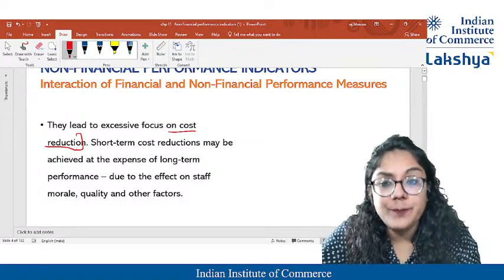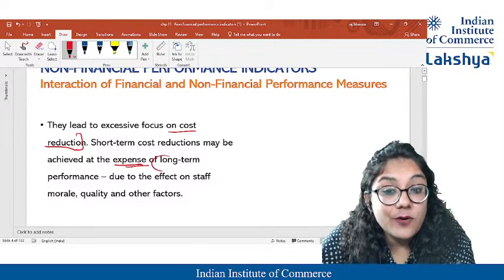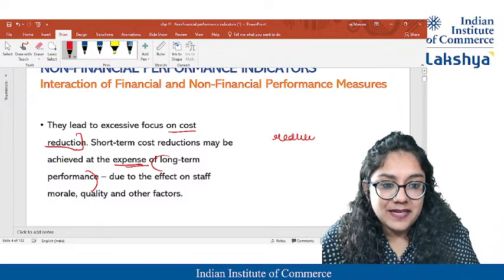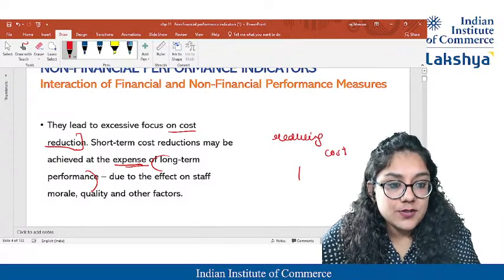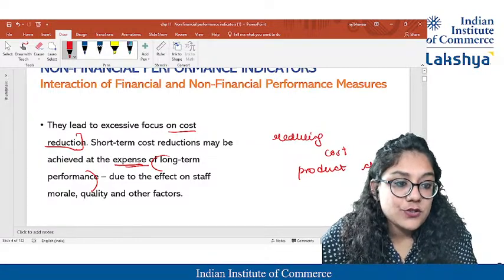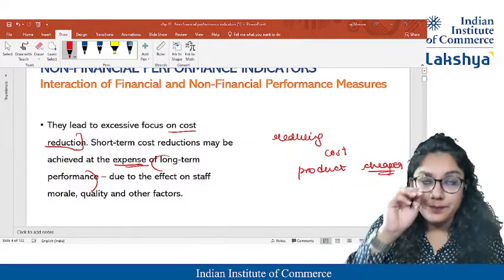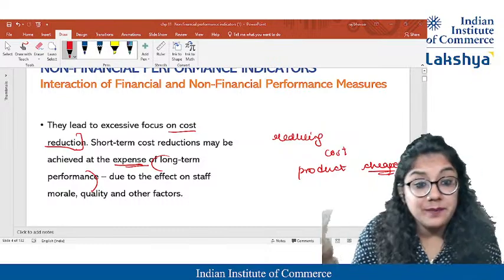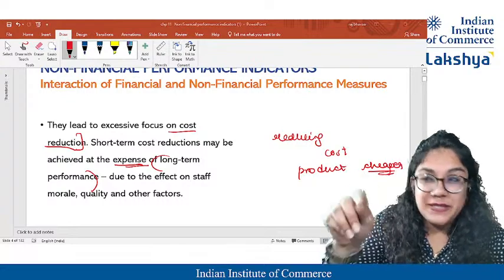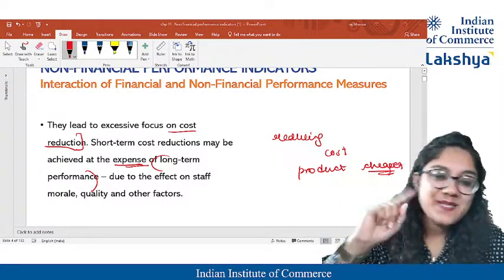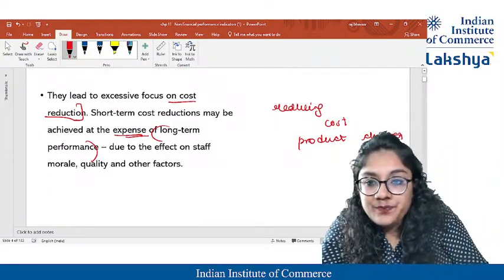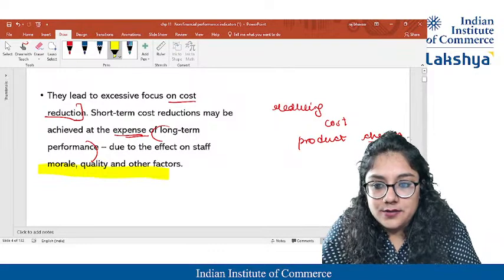Short-term cost reduction may be achieved at the expense of long-term performance. Because today, if I'm reducing cost so that my product is sold cheaper, cool, maybe today there will be a lot of demand. People will feel, oh my God, it's very cheap, let me purchase. But what if I degraded the quality? Maybe in the long term, you are taking a risk with the long term. Please don't do that, okay? Due to effects on staff's morale, quality, and other factors also.